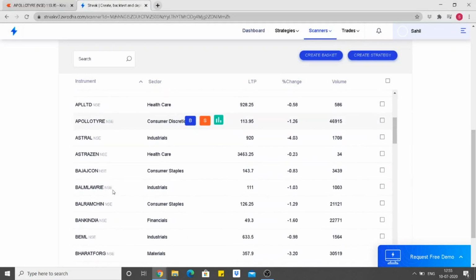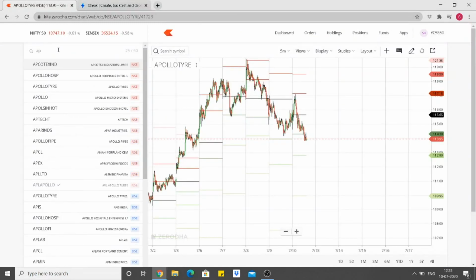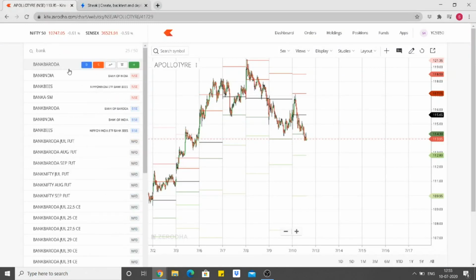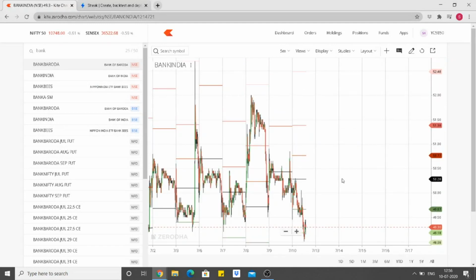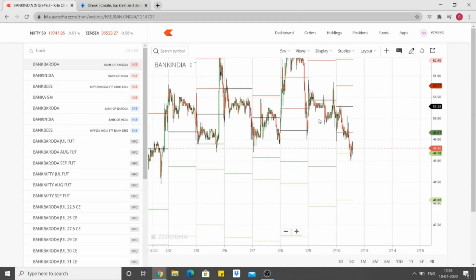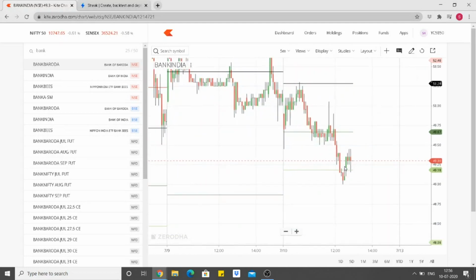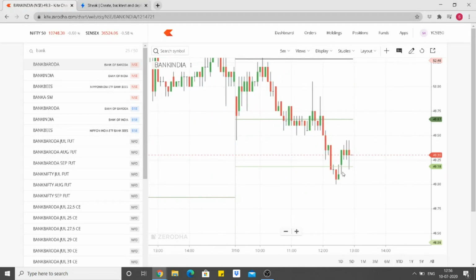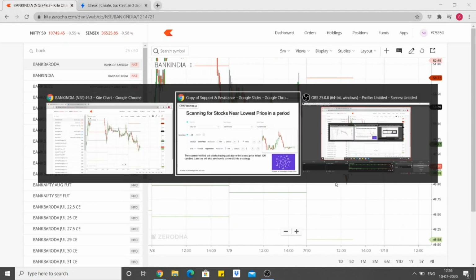Let's go for Bank of India. Here again, we can see that this is pretty much the lowest point in the last 100 candles, and our price is also trading within 0.5% of that, right? Okay, so moving ahead.